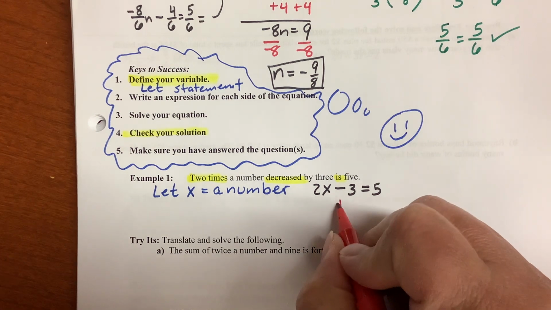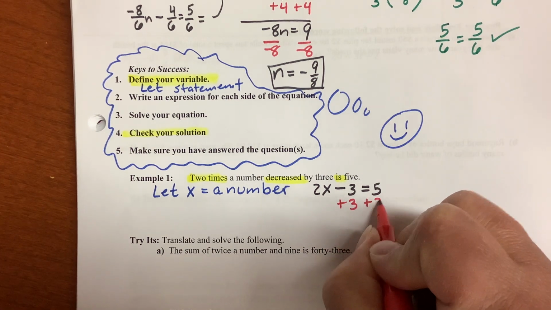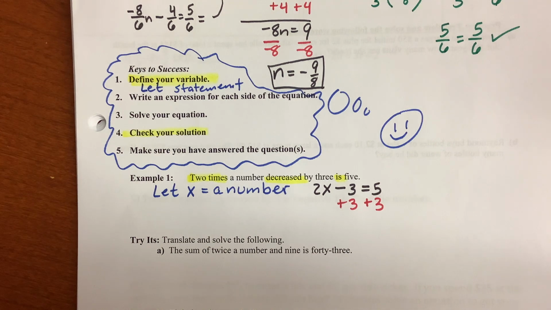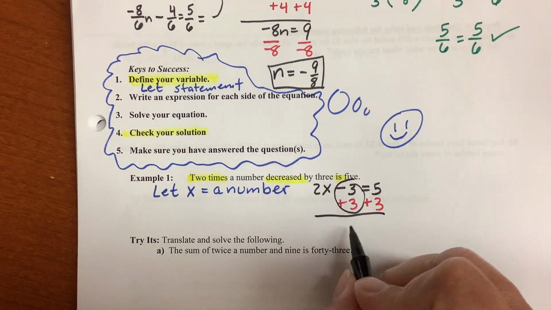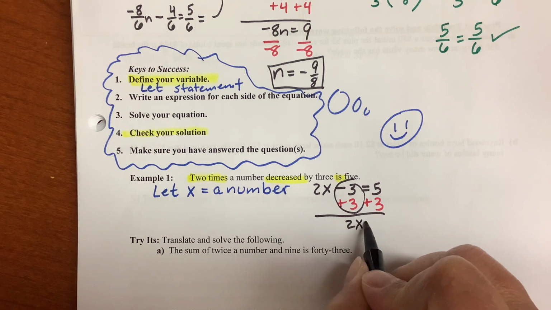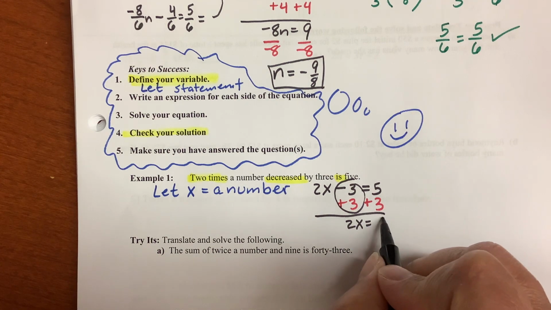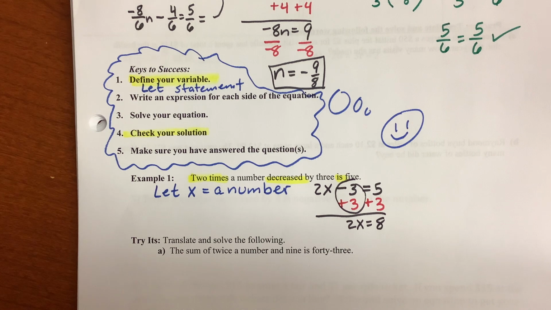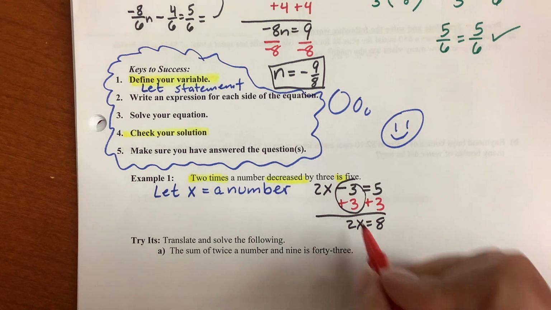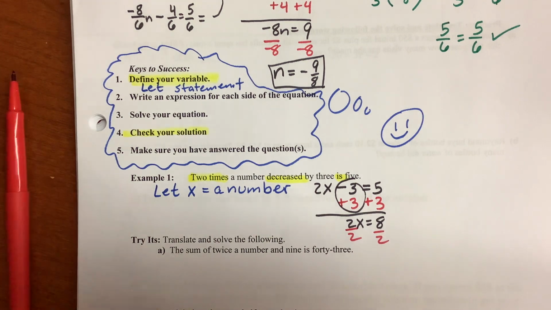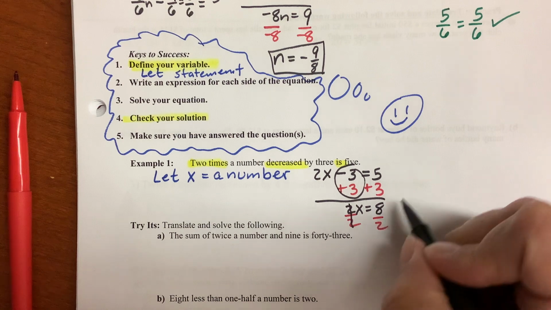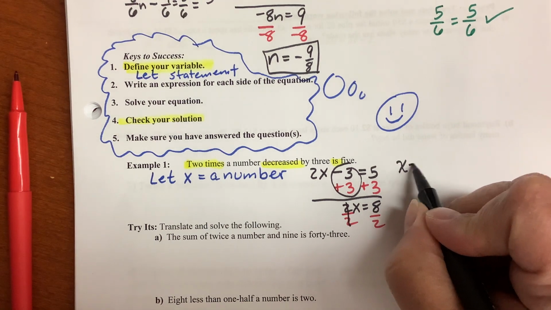I'm going to add 3 to both sides. Negative 3 and positive 3 is 0. Bring down the 2x. Equals 5 plus 3 is 8. Okay. Inverse of multiply by 2, divide by 2 on both sides. 2 divided by 2 is 1. 8 divided by 2 is 4, so I get x equals 4.